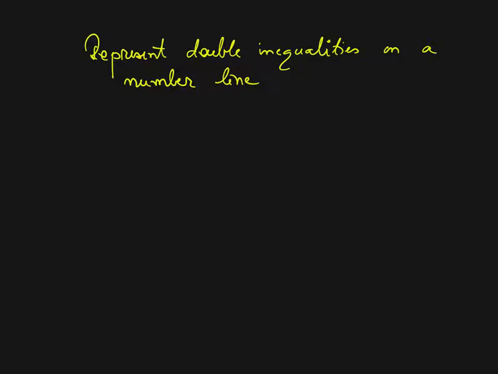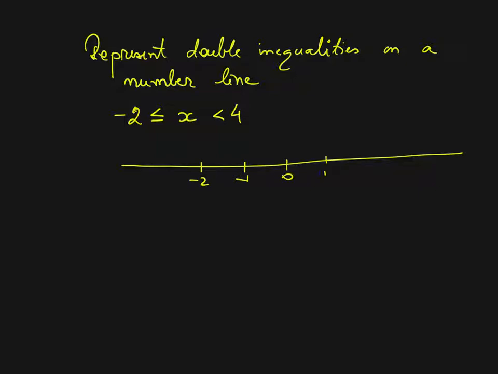Sometimes I can have double inequalities, like for example, negative 2 less than or equal to x less than 4. So if I want to represent this, see, a -2 is involved, -1, 0, 1, 2, 3, 4, 5, and so on. Let's put a -3 here. And this tells me that I can split this into 2. This is the same as -2 smaller or equal than x, and at the same time, x smaller than 4.